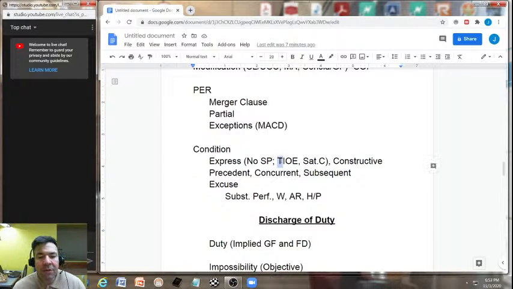Right here, we're in this time is of the essence. One party is saying that time is a major factor in the contract.